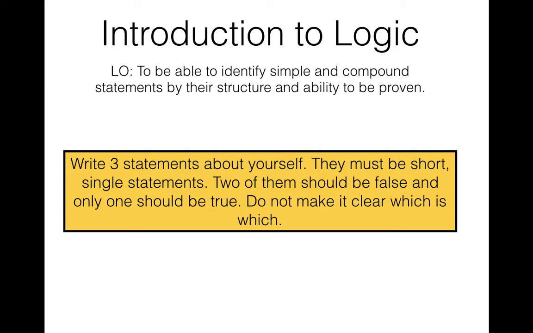The first thing I want you to do is write 3 simple, short statements about yourself. They should just be single sentences. The important thing is that 2 of them need to be false and 1 of them needs to be true. But I don't want you to make it clear which one is which, so mix them up. We're then going to read them out to each other in a second and we're going to try and work out which one is the true sentence for each person. So it needs to be something that you can read out and not make it really obvious which one's the true one and which ones are the false ones. So try and trick people a little bit here. Pause the video, write your statements, and then we're going to share them.